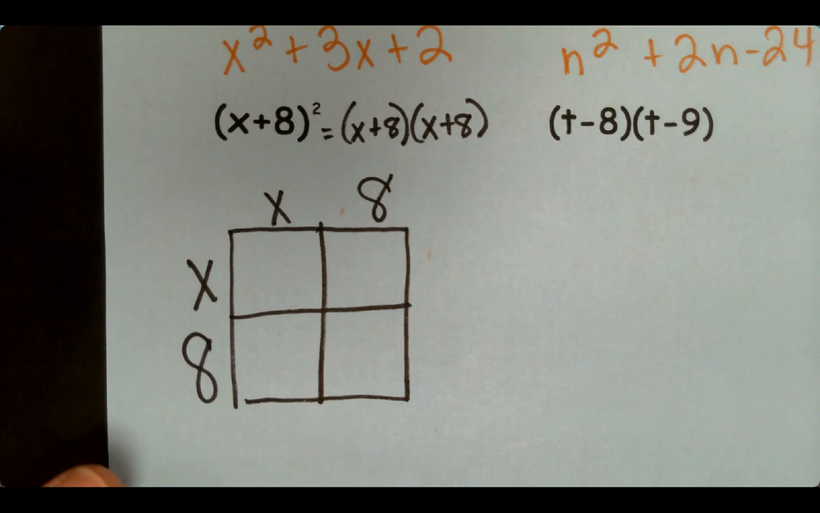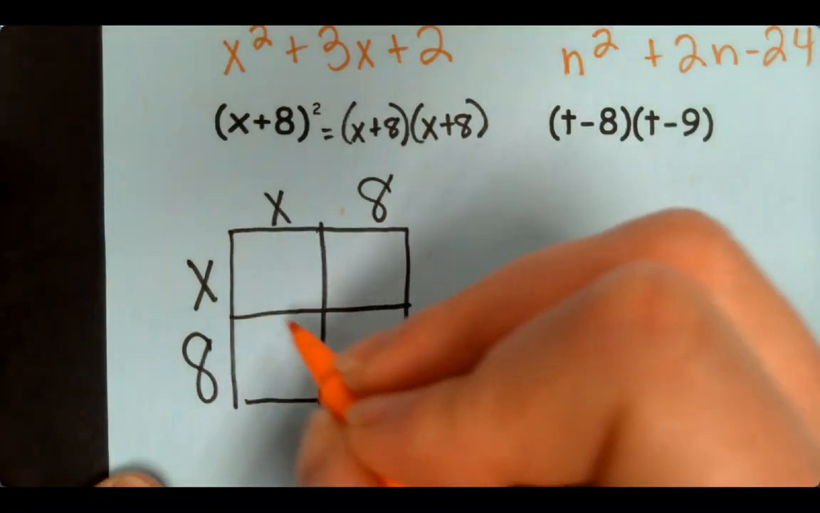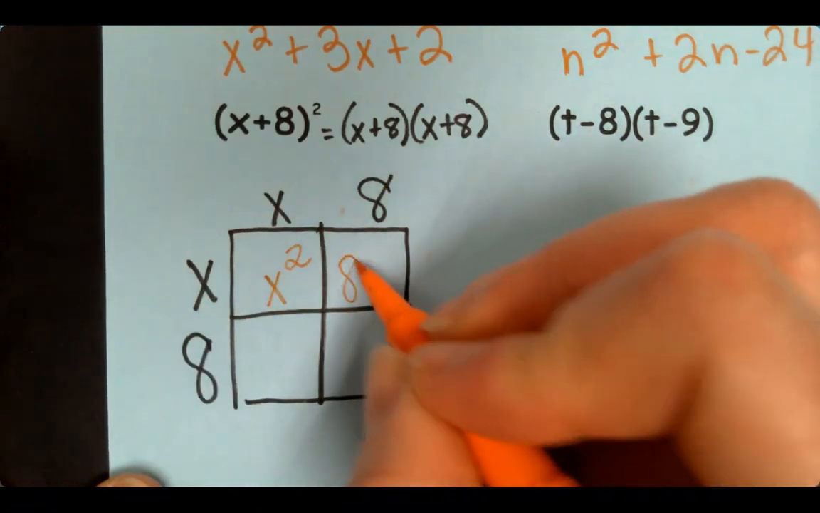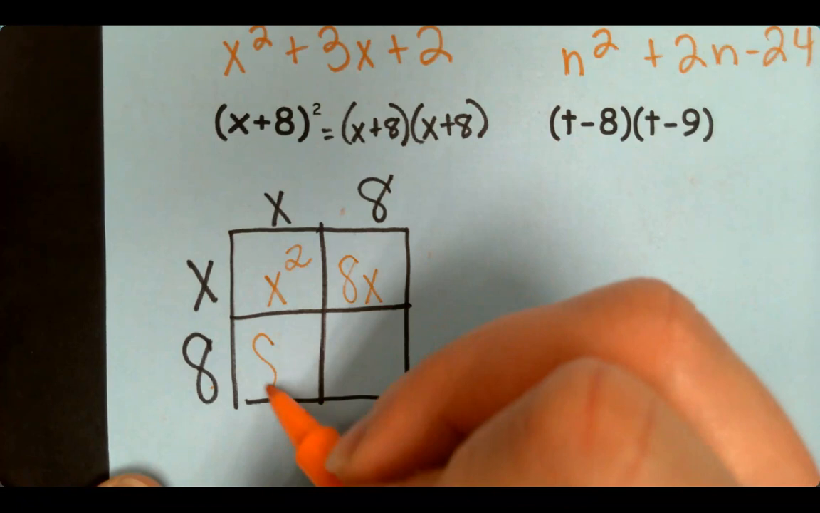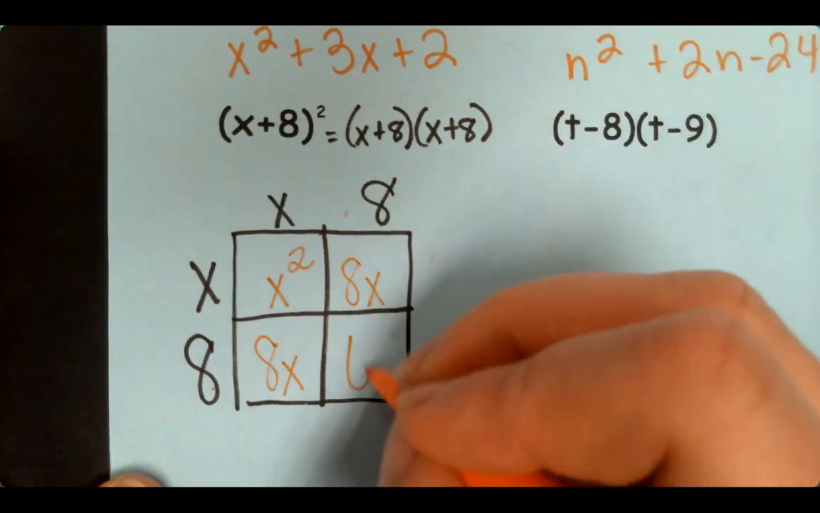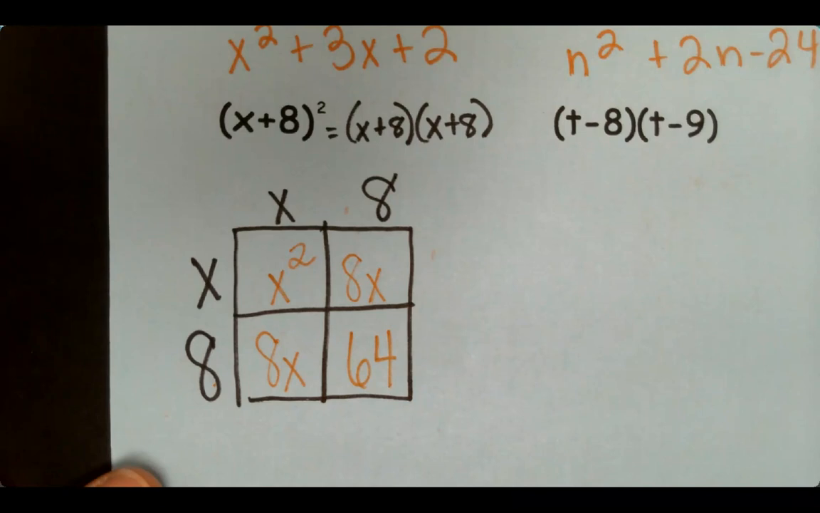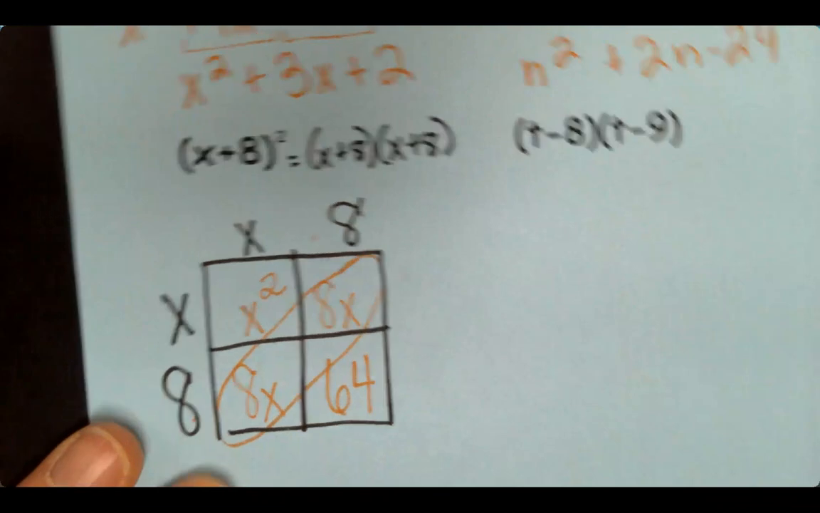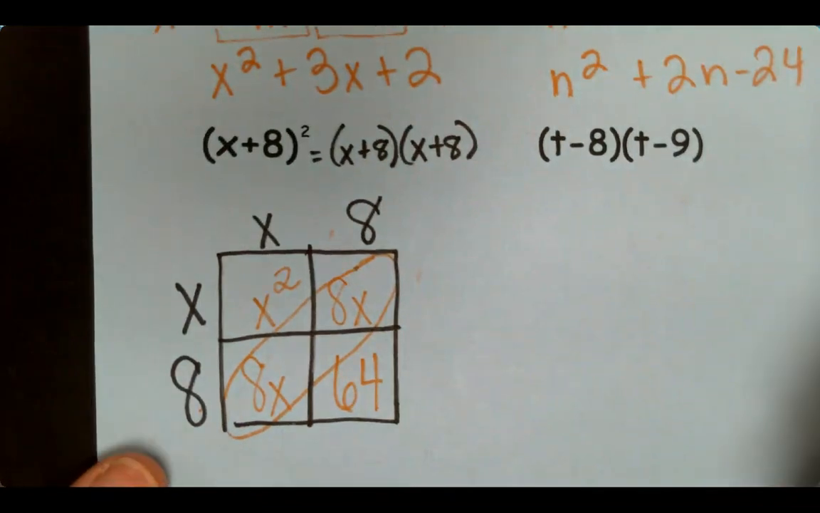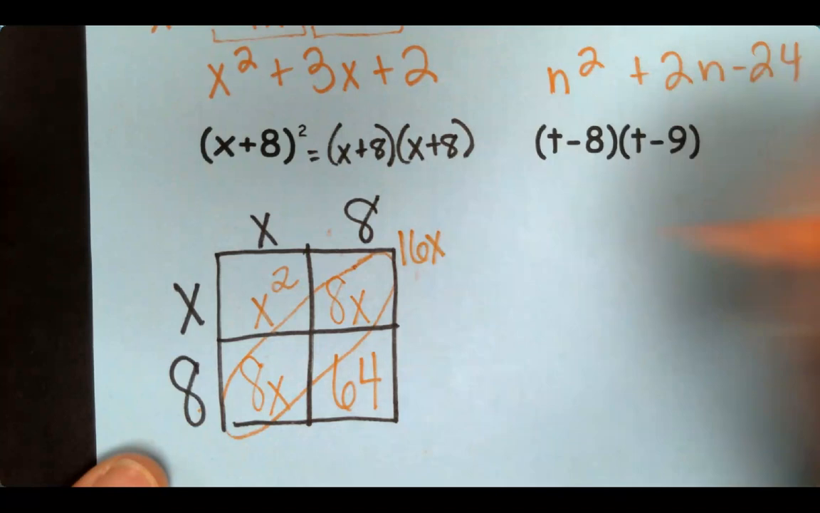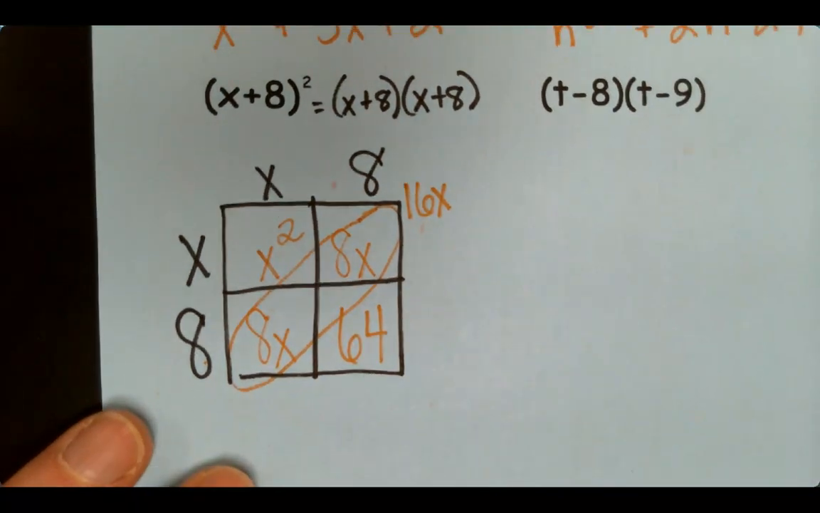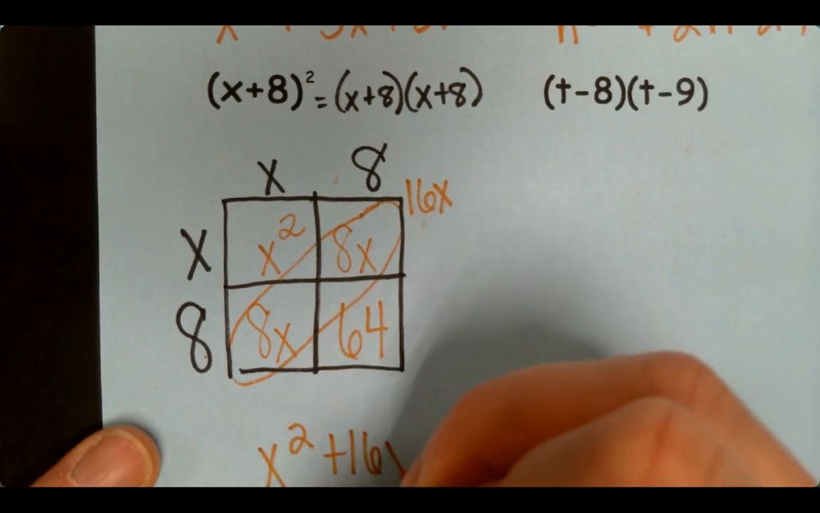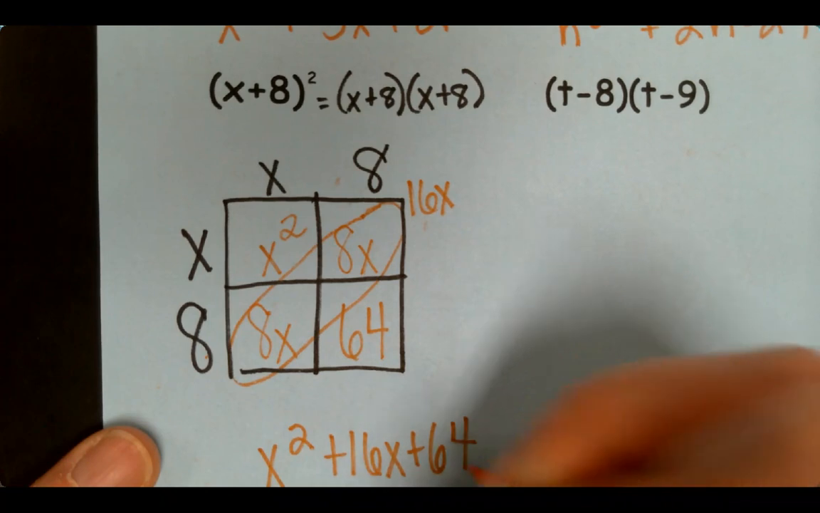Now we'll go ahead and do it. X times x, x squared. 8 times x, 8 times x, 8 times 8. And we can combine, yeah. So if I have 8x and 8x, how many x's do I have? Yeah. So now when I rewrite, I can just put x squared plus 16x plus 64. We're done.